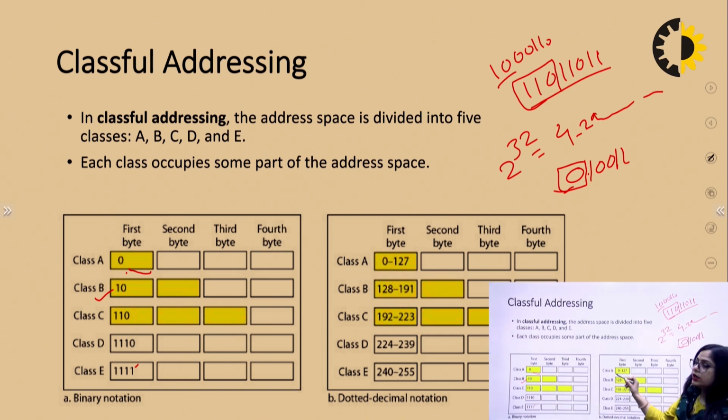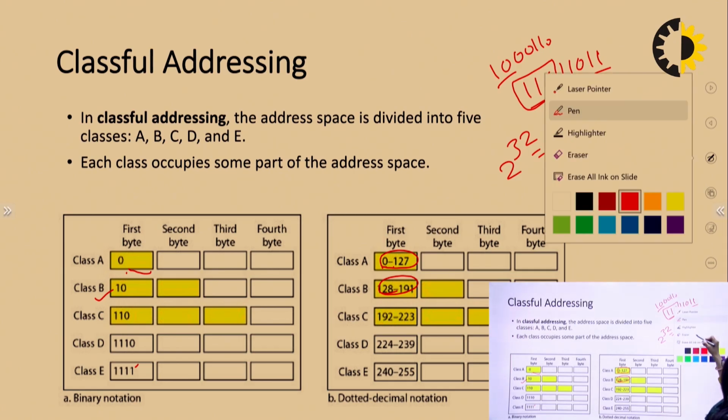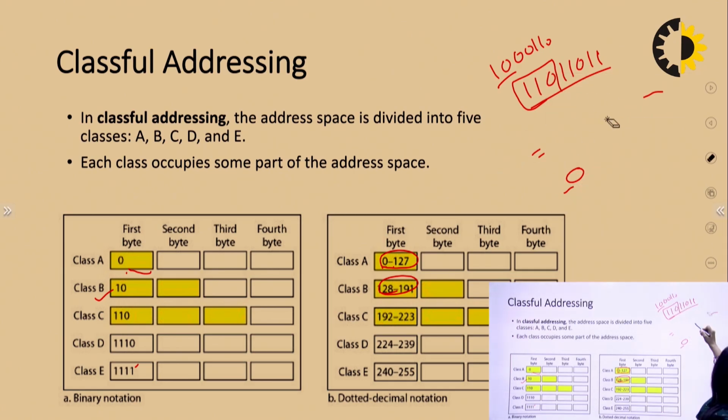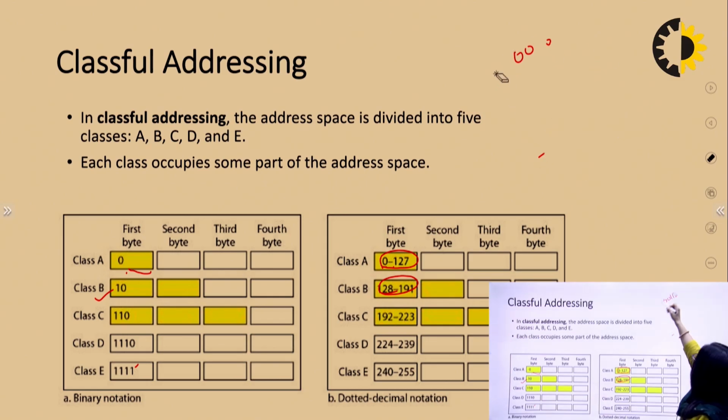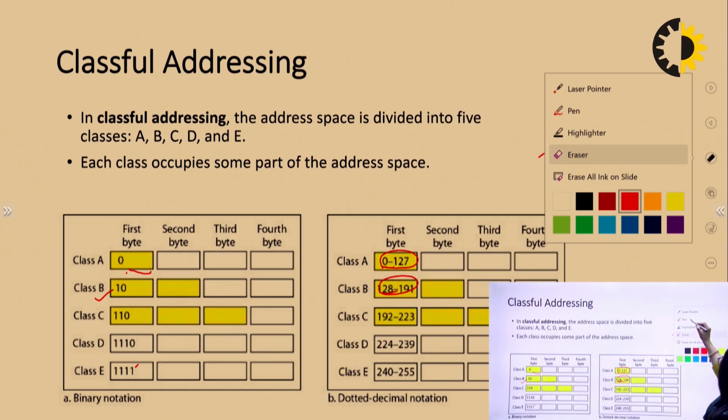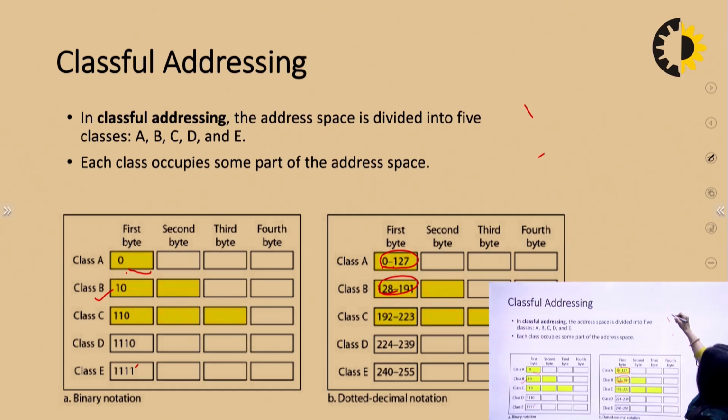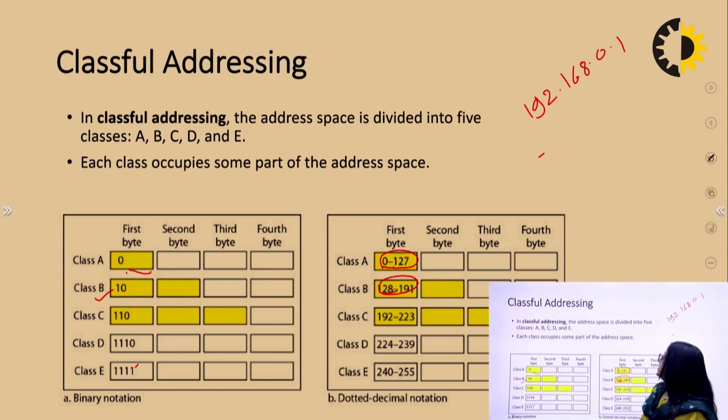Now the range for class A addresses is 0 to 127. For class B, the range is 128 to 191. If we see an IP address such as 192.168.0.1, we can identify that this IP address belongs to class C.